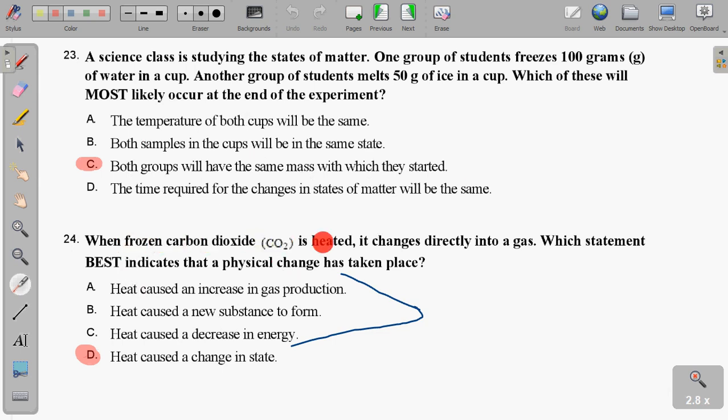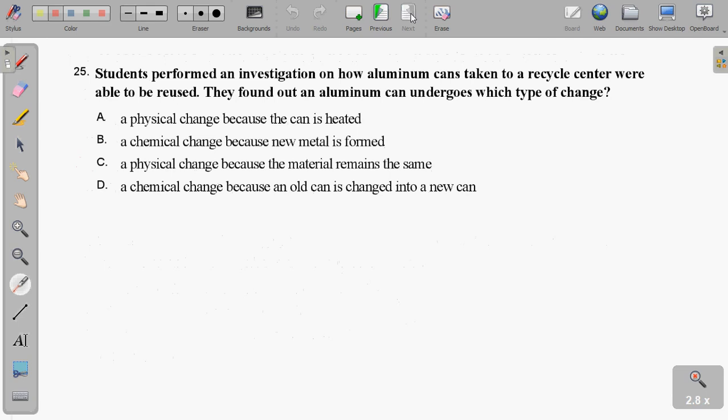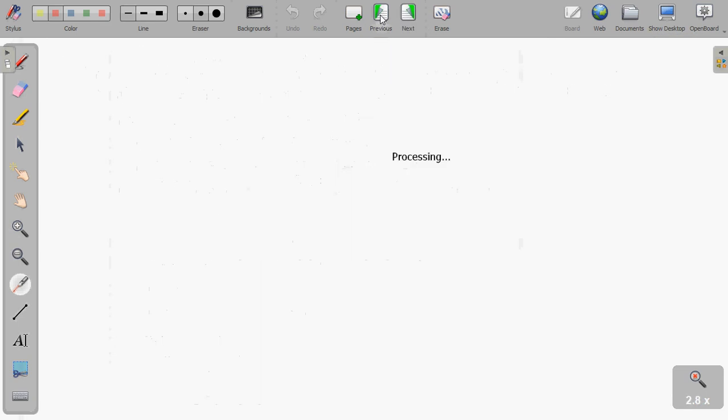Here, when frozen carbon dioxide is heated, it changes directly into a gas. Why is that a physical change? Because heat causes a change in state. Changing the state of matter is a physical change. These three you should recognize as signs of a chemical change. All right? So that pretty much goes through all of it.